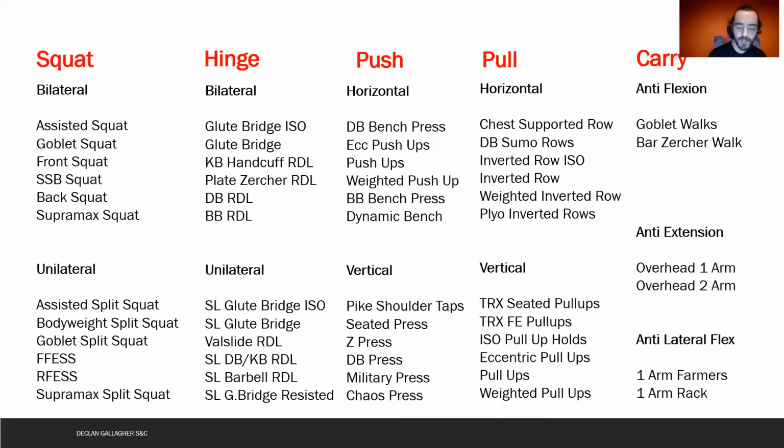Okay, so this is part of a list of movements I have, going from basic and progressing as it goes down. If we look at the top left, the squat pattern, bilateral just means double leg or double limb. We have an assisted squat. Then going on to a goblet squat, front squat, safety squat, and then back squat, supermax squat. This is a basic progression scheme. You may have programmed squats for your athlete.